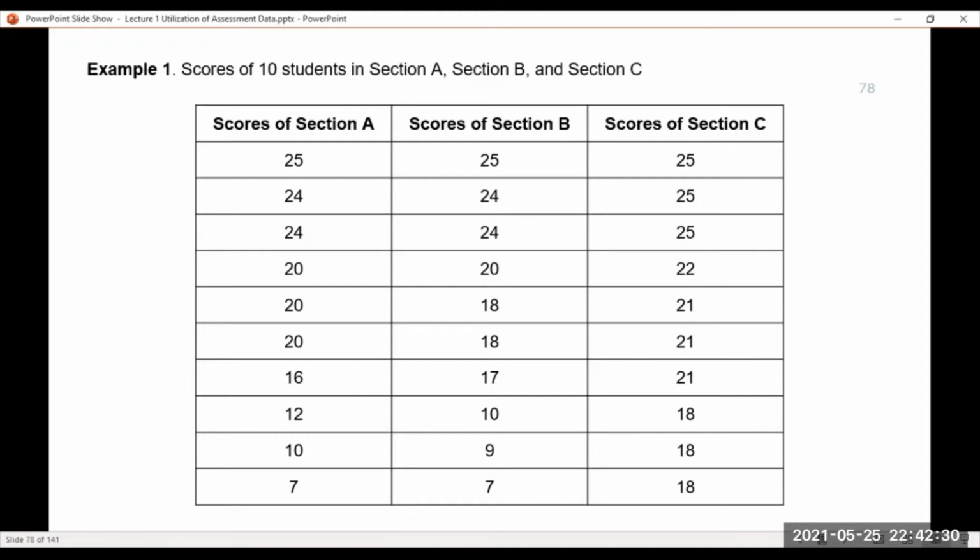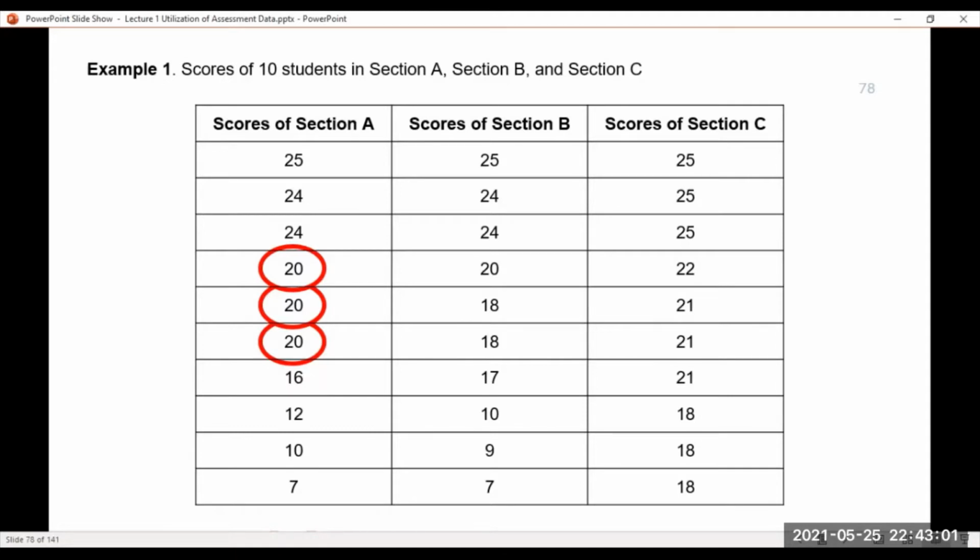Yung 25, isa lang. Isa lang yung 25 natin. We have 2 24s. We have 3 20s. We have 1 16. We only have 1 12. You only have 1 10. And then you also have 1 7. So ang pinakamarami, 20. So the mode of this score for section A is 20.